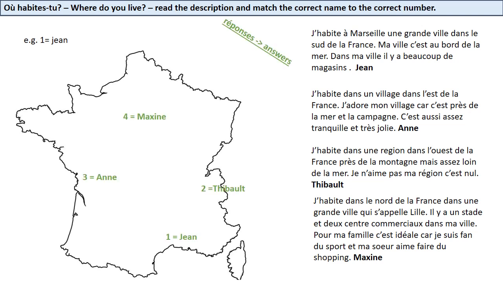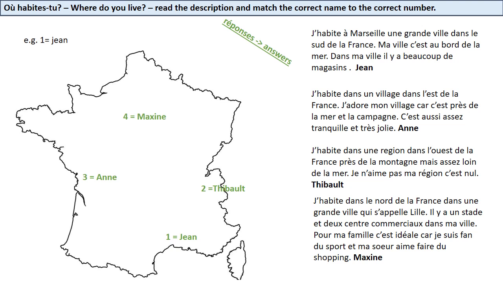Okay, so well done if you've completed that now. Good stuff. So we notice that what we already knew, that 1 was Jean. That was our example because he said j'habite dans le sud. J'habite à Marseille, une grande ville dans le sud de la France, in the south of France, and that's the only one in the south of France. That was our clue.